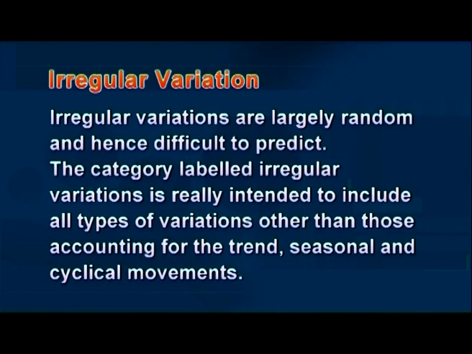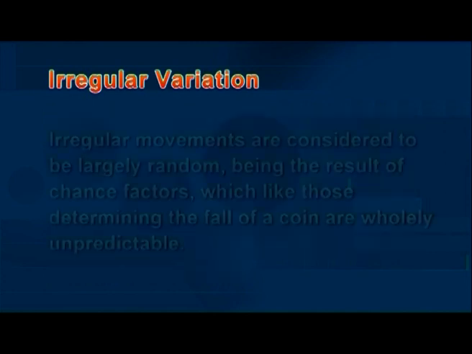Irregular variations. Irregular variations refer to variations in business activity that do not have a repetitive pattern. Irregular variations are largely random and hence difficult to predict. The category labeled irregular variations is really intended to include all types of variations other than those accounting for the trend, seasonal, and cyclical movements.